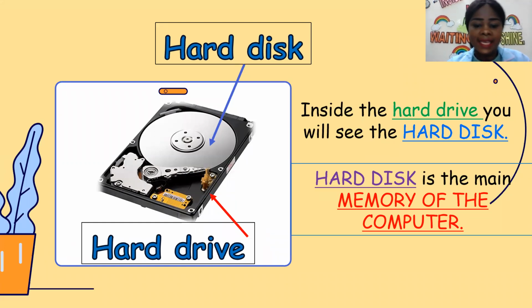Now, inside the hard drive, you will see the hard disk. And inside the hard disk is the main memory of the computer, okay? The hard disk is the main memory of the computer. While inside the hard drive, you will see the hard disk, okay?